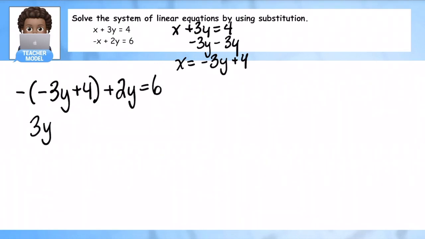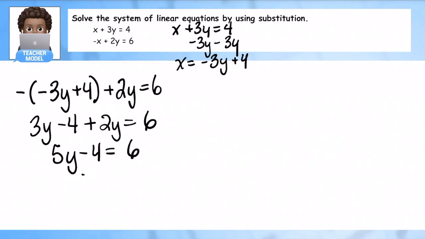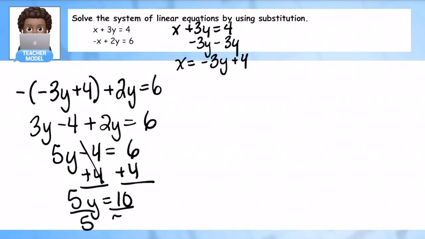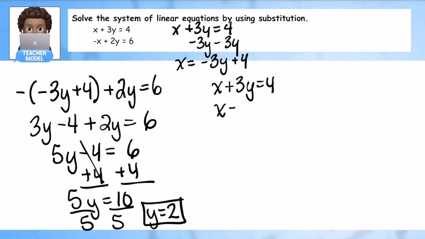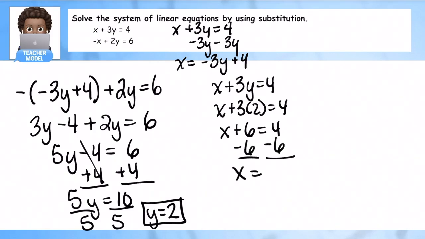Let's distribute and combine like terms. All right, let's solve for y. Y is equal to 2. Now that I have y, let's substitute into the other equation. And I get x is equal to negative 2.